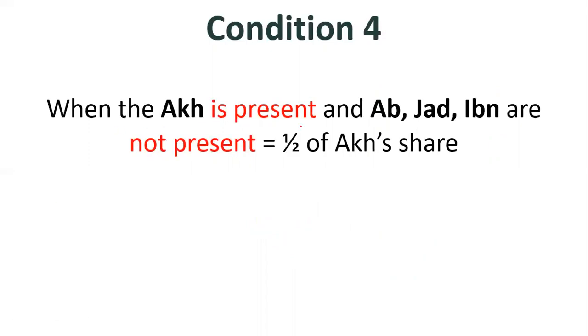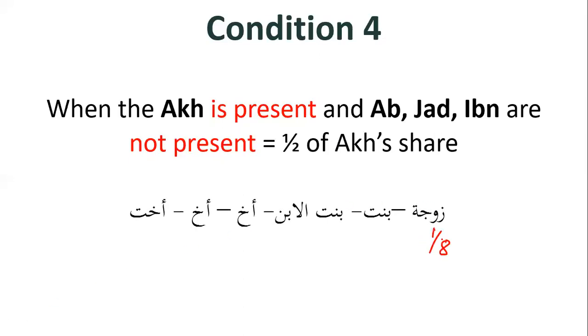Another example for condition number 4. When the akh is present and the abjad ibn are not present, then the ukht receives half of the akh's share. So here we have another example. We have zawja will receive 1/8, bint will be 1/2, bint al-ibn will be 1/6, and we have left here akh and ukht. Because the akh is present, the akh and the ukht together will become asaba.